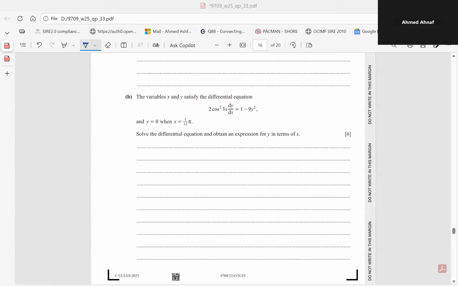Okay, so for the second part, we are told the variables x and y satisfy this differential equation that they gave us here. And we're also given the initial conditions that y equals 0 when x equals pi over 12. So we need to solve the differential equation and obtain an expression for y in terms of x. So our final answer, y has to be the subject. First things first, to solve a differential equation, we'll copy it down first.